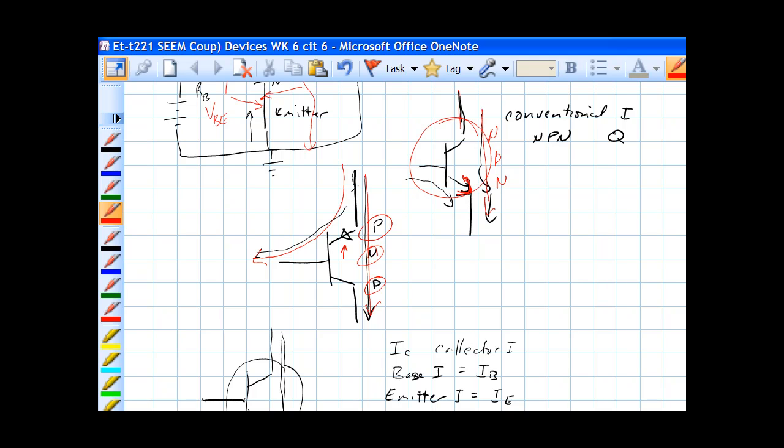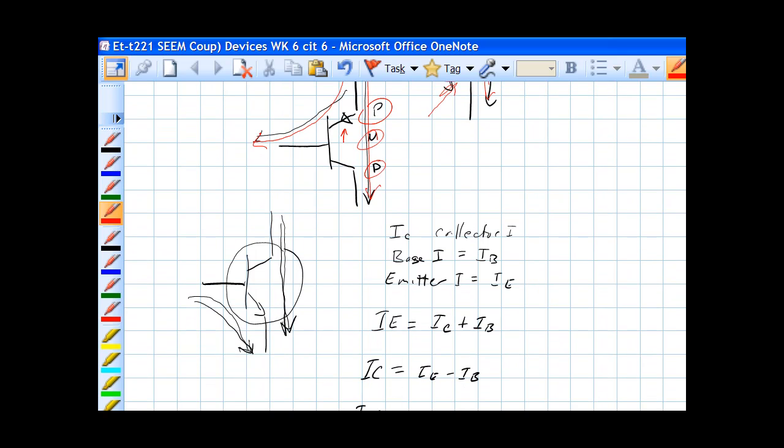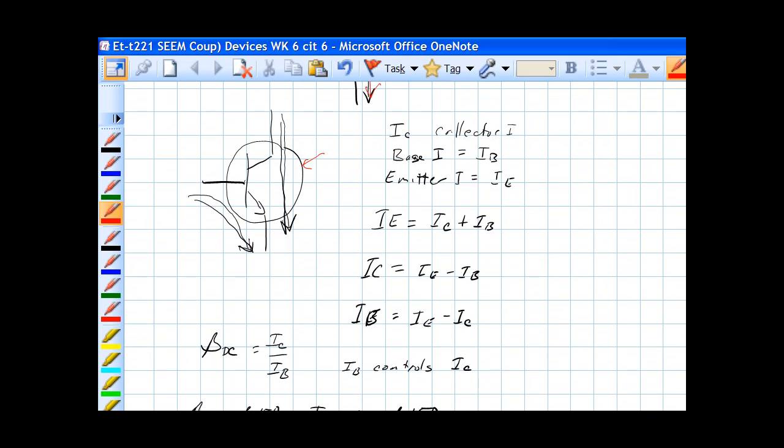Now, I hate to mix conventional current and electron flow, but that's the nature of this course because we deal with this in conventional current. The only thing that makes it easy is the fact that these arrows point in the direction of conventional current, and we can think of it that way. A symbol for a transistor often has this circle around it. Sometimes it doesn't, sometimes it does. Depends on the manufacturer of the data sheet.